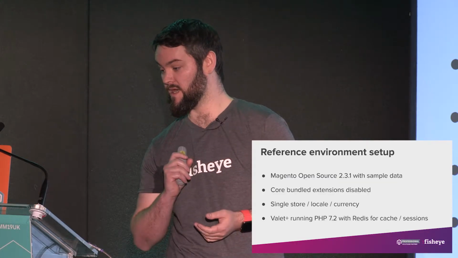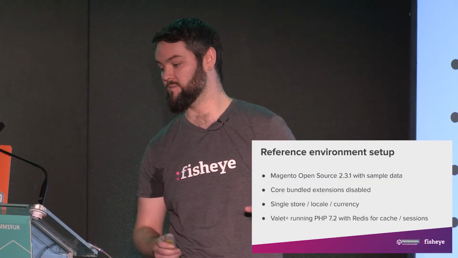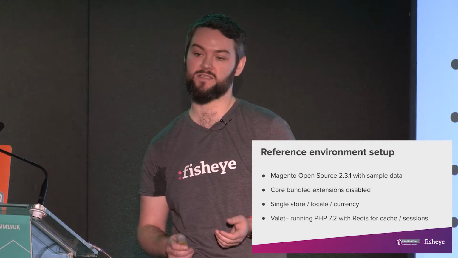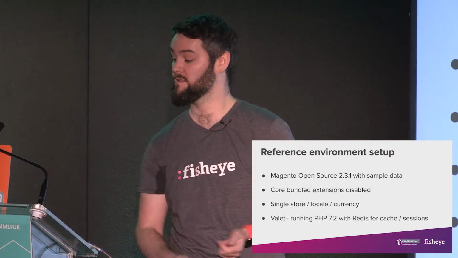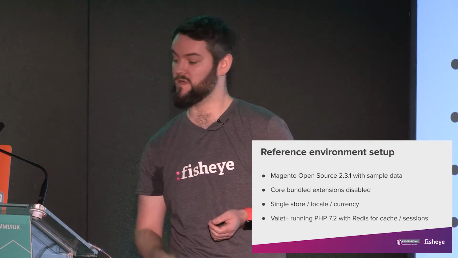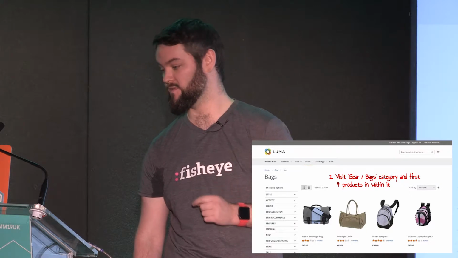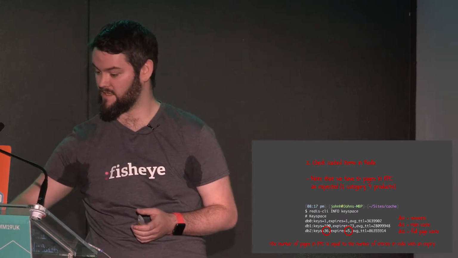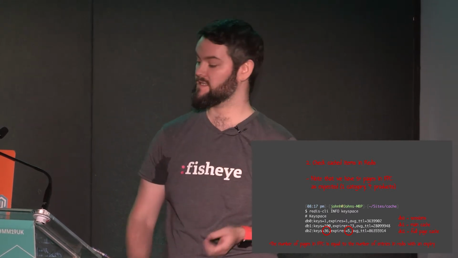So we have a little bit of a further look at how that works. I've got some reference environment here. It's not particularly important. The only thing I'm going to note is I'm using something called Redis for my caching, just so I can show the output on the command line. So if we went to this category, the gear bags in the Magento sample data, we visited the first 4 products. We can then use this Redis command here, this redis-cli info keyspace. It will basically tell us how many items are in the cache.